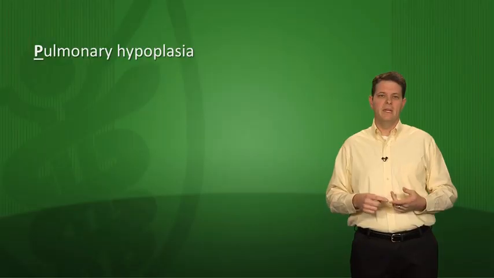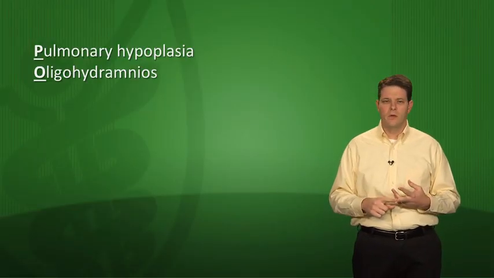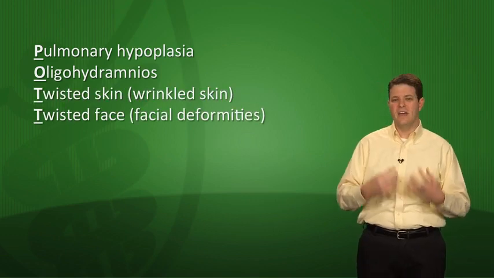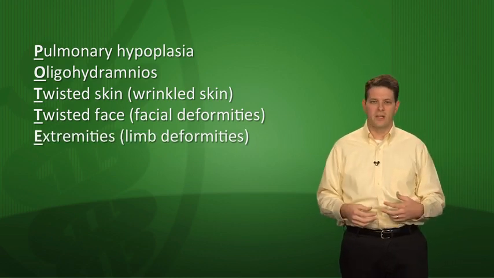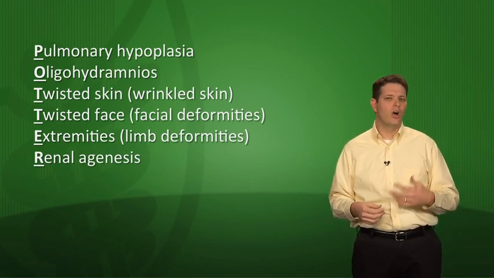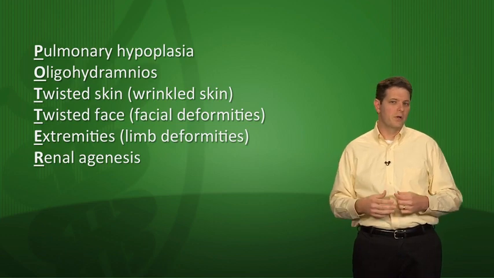And really, the term Potter sequence is kind of an outdated name. Now, that said, there's a handy mnemonic for the features of Potter sequence, which happens to spell out Potter. So P is for pulmonary hypoplasia, O is for oligohydramnios, the 2 T's are for twisted skin, for that wrinkled skin, and then twisted face for the facial deformities. The E is for extremities, for the limb deformities, things like club foot, and then R is for renal agenesis, which is potentially a cause rather than a result of Potter sequence. And I find that Potter mnemonic pretty helpful.